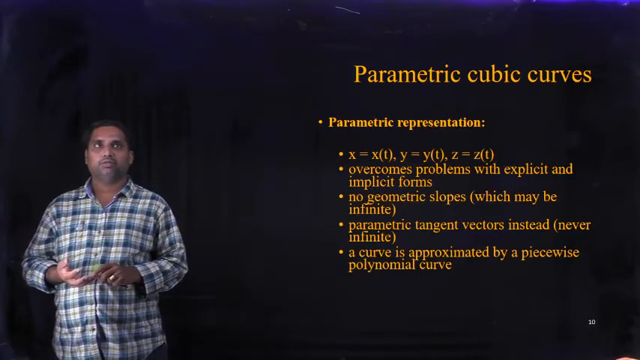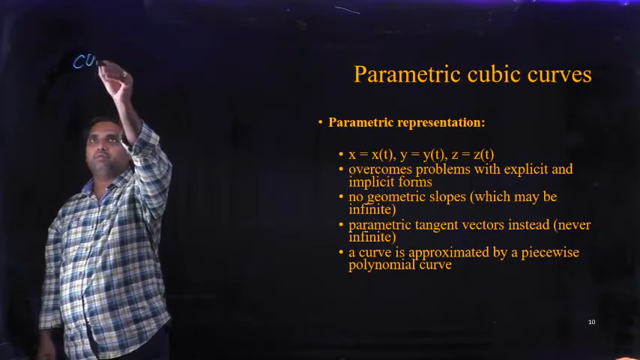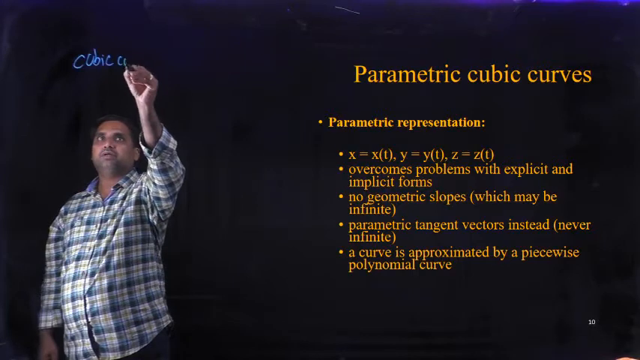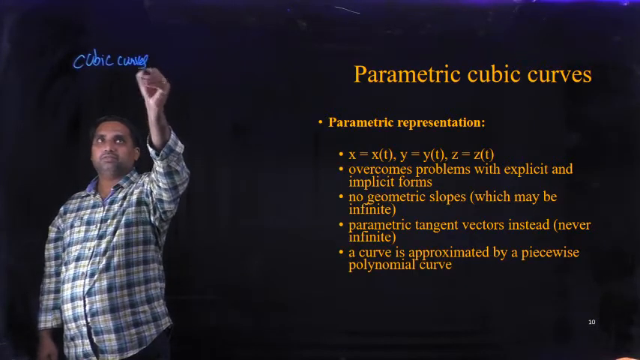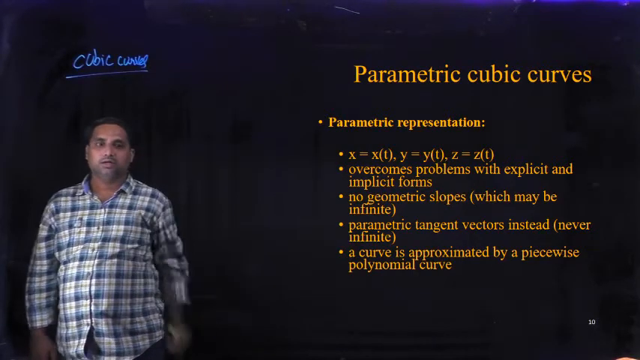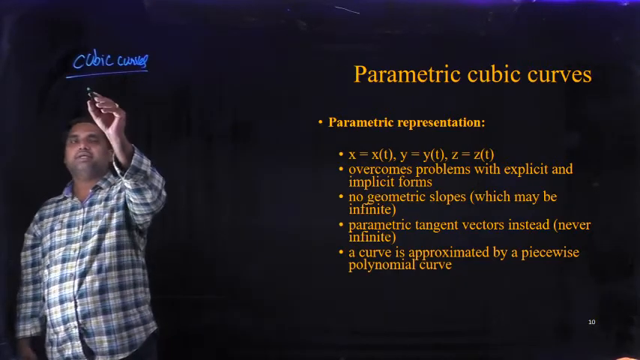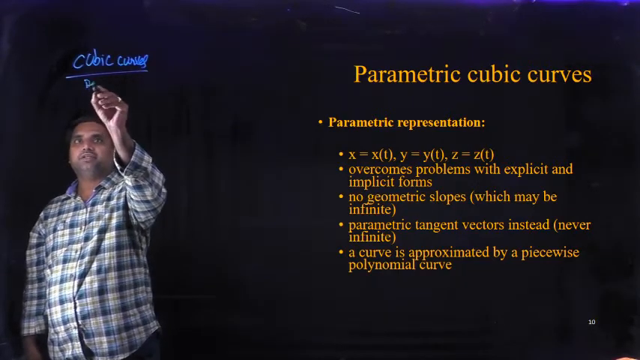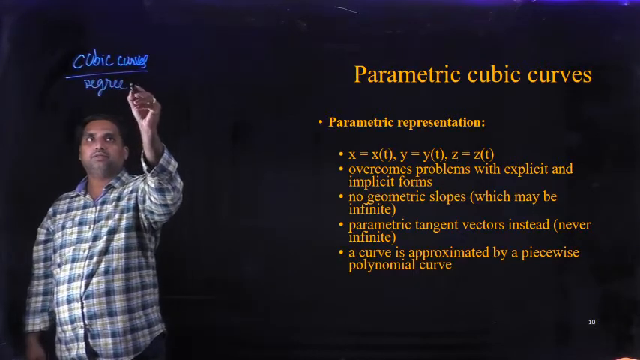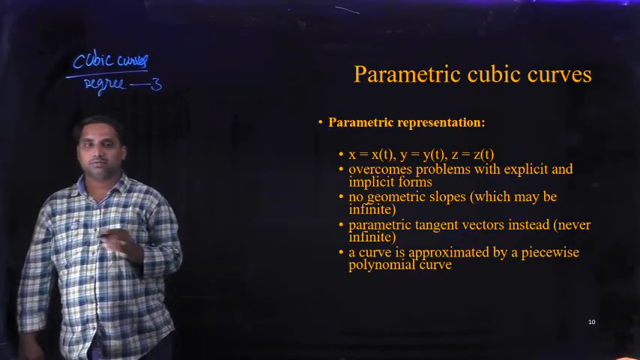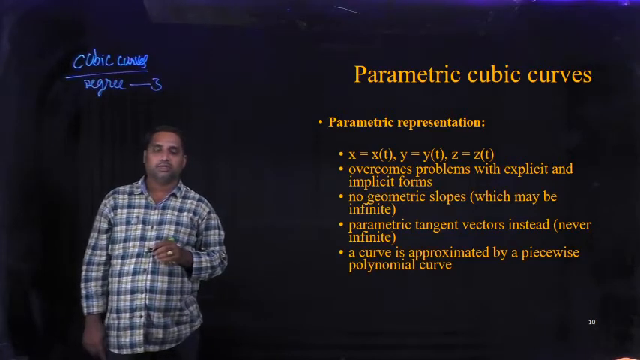Now we can move on to the cubic curves. Cubic curves. In this case, cubic curves. So cubic means the degree of the curve is 3. Degree is 3. So third degree curves are cubic curves.